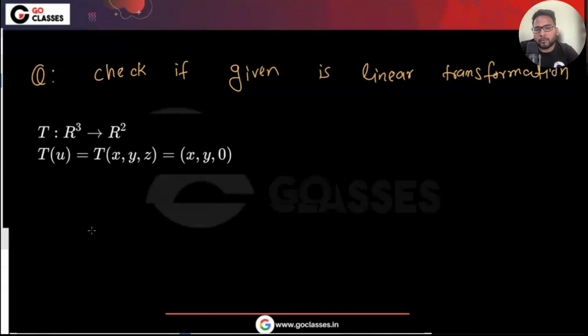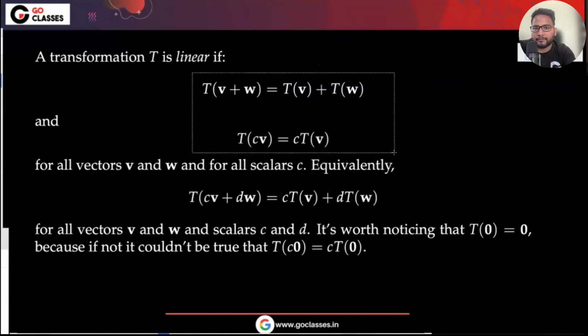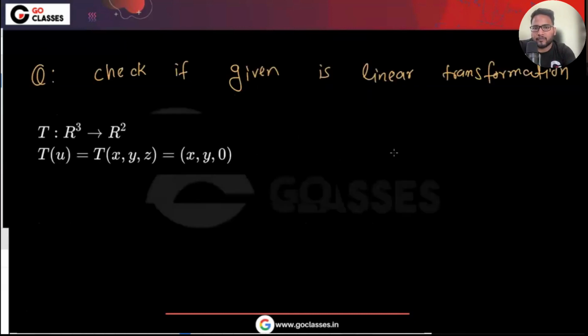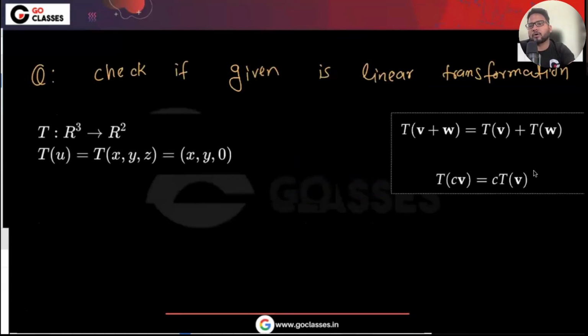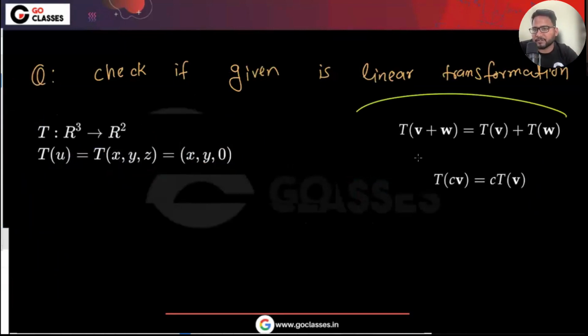So what you will do, you will look at it and then you will check the two properties. What are those two properties? Let me write those two properties again. It is that you multiply by the scalar later or now, or you add the vector, like this, or maybe in the transform space. So let's just see if these two properties are satisfied or not.